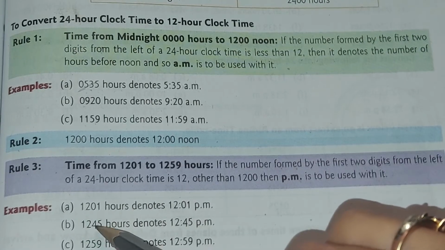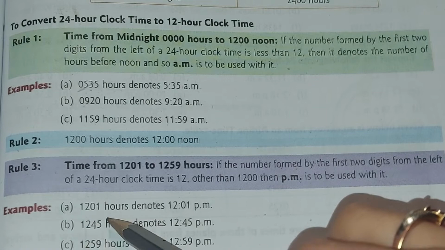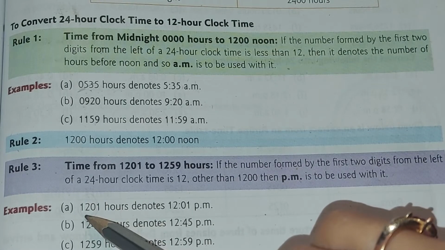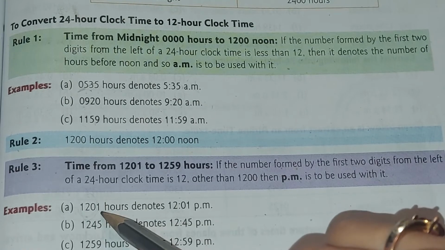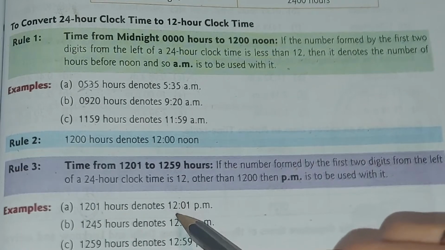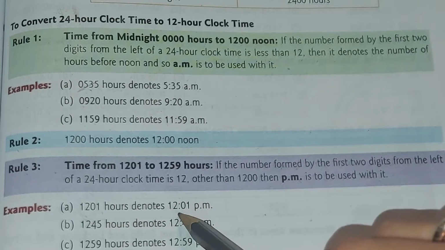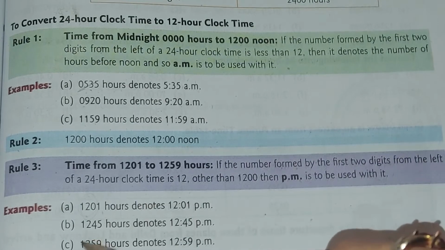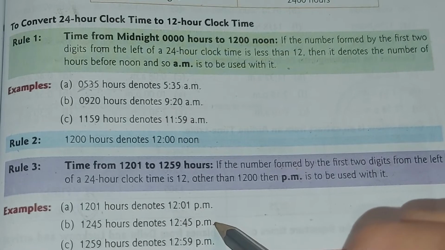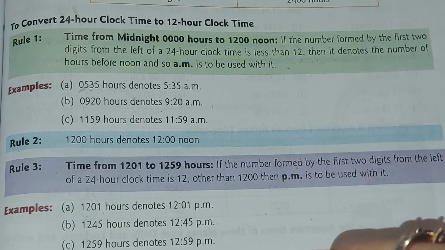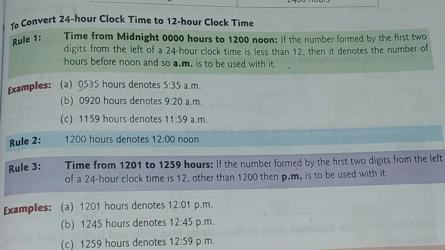Now let's take a few examples. Here 12:01 hours is given, so this number is what? This is 12. It means it denotes pm. So 12:01 means 12 hours and 1 minute, so here we use pm. Then 12:45, it means 12:45 pm, because 12 is given here in all the three examples. So we use pm here.